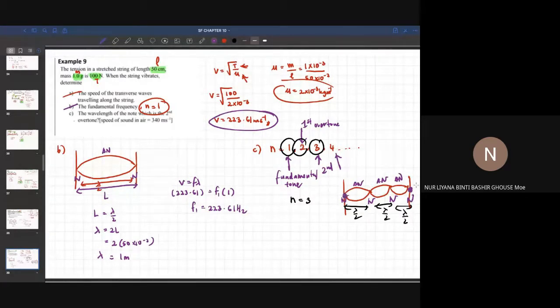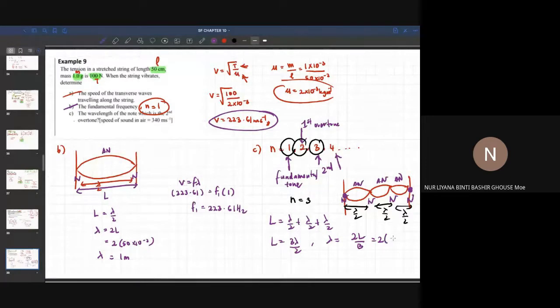From this end until the next end, L equals lambda over 2 plus lambda over 2 plus lambda over 2. So we get L is equal to 3 lambda over 2. When we rearrange, we get lambda is equal to 2L over 3. And you just substitute the value.